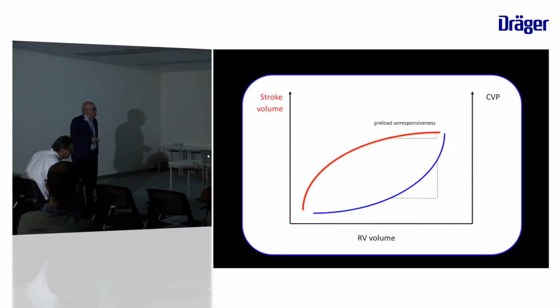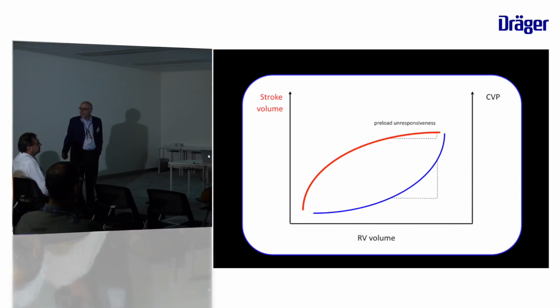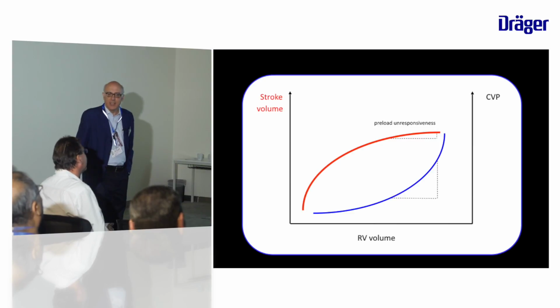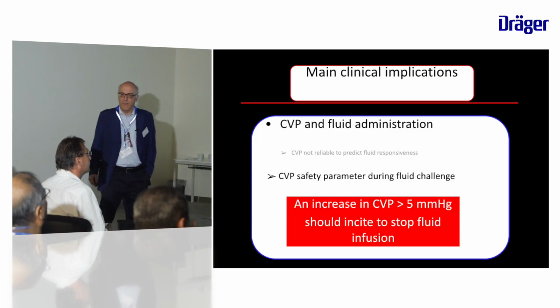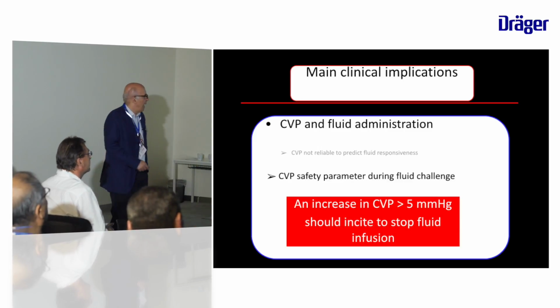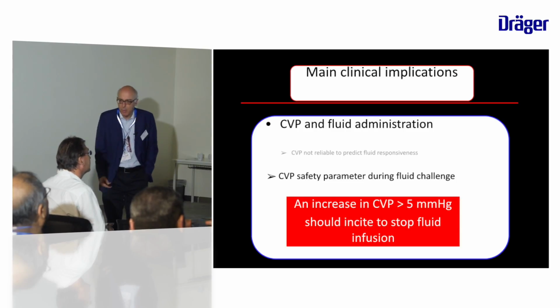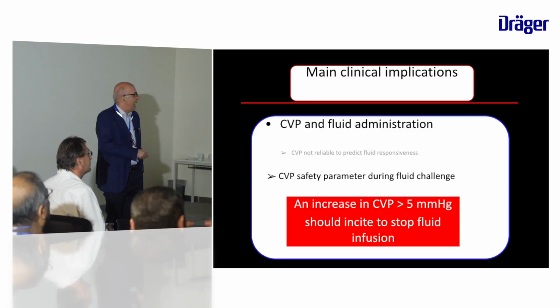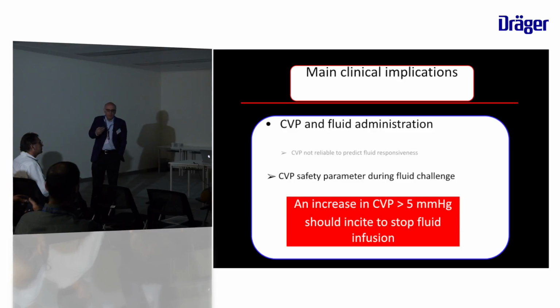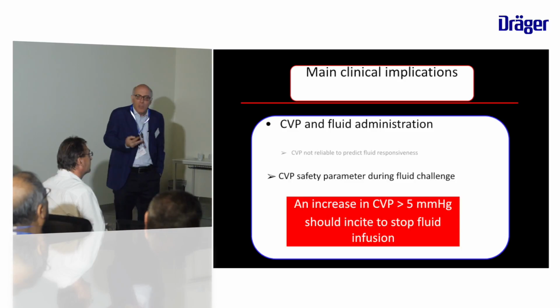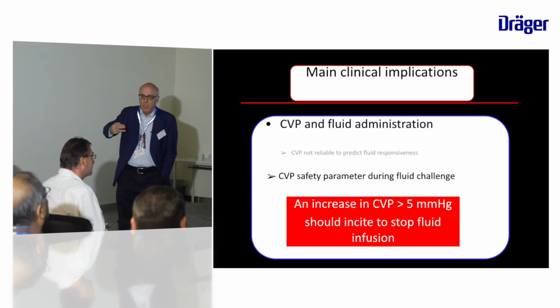So this is just to show you that we have also to consider the dynamic of CVP, not only the static of CVP. And this is something that has not been clearly investigated. And so I think we have to consider that CVP is a safety parameter during a fluid challenge, in my opinion. And to be very practical, an increase of CVP higher than 5 millimeters of mercury should incite us to at least stop the fluids if you increase too much.